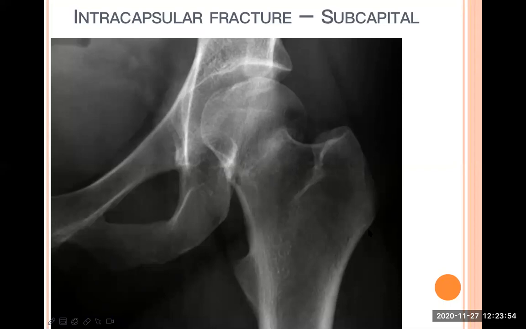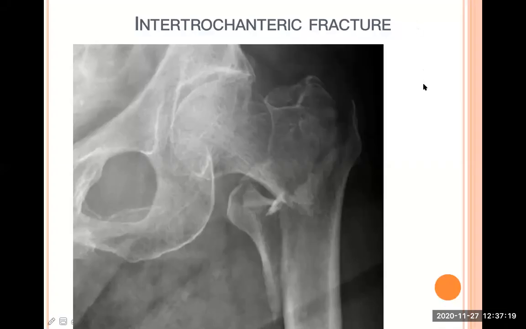Now, if you are in doubt about this type of X-ray, take the lateral one. And still, if you are in doubt, go with a CT scan. CT scan is always there. CT scan is much better than ordinary X-rays for judging whether the fracture is there or not. So we're talking about different types of fracture of the neck of the femur. We saw one X-ray which is showing the subcapital fracture before the break.